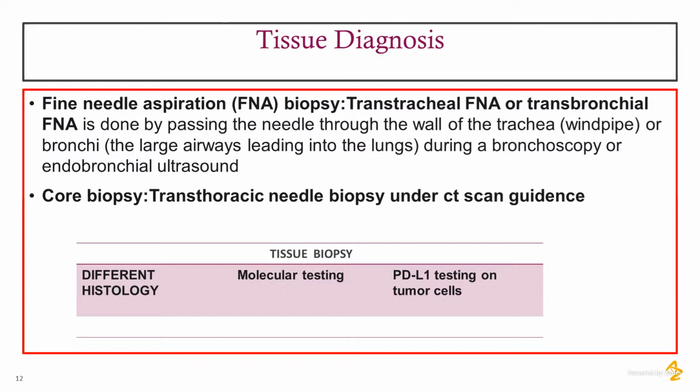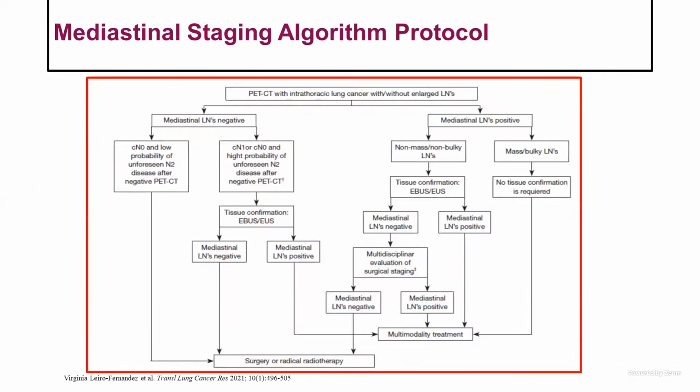After we get the tissue from the biopsy of the tumor, first this tissue is examined under the microscope to differentiate between the various histologies like non-small cell carcinoma, small cell carcinoma, and then different types of non-small cell carcinoma. Depending on the histology, we subject this tissue to further molecular testing like EGFR, KRAS, and at the same time, we will do PDL1 testing on tumor cells.